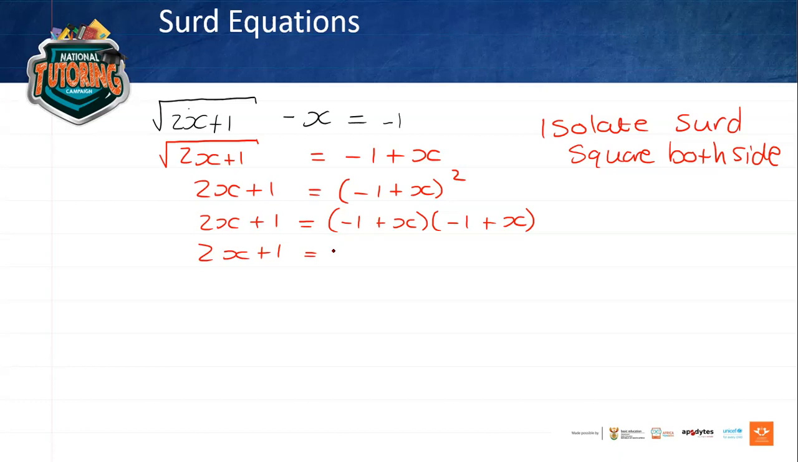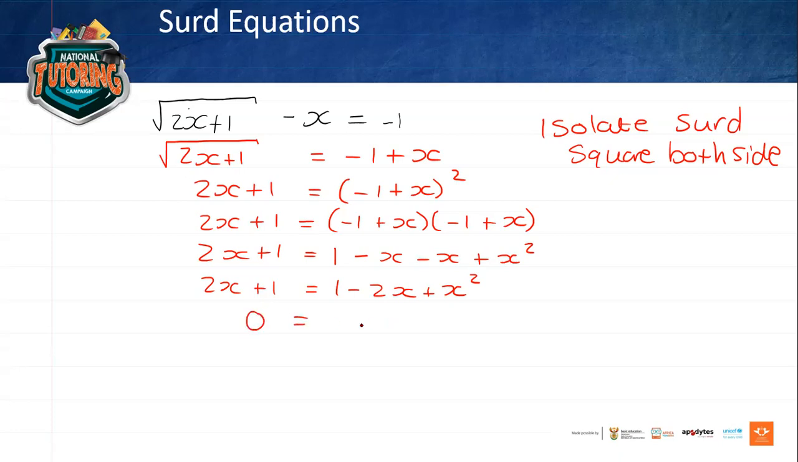Negative 1 times negative 1 is positive 1. We're going to get negative x plus x squared. So if we rearrange, we end up with this situation. And what do you know? It's a quadratic equation again. You see how often these quadratic equations come up. So now we need to rearrange and solve.